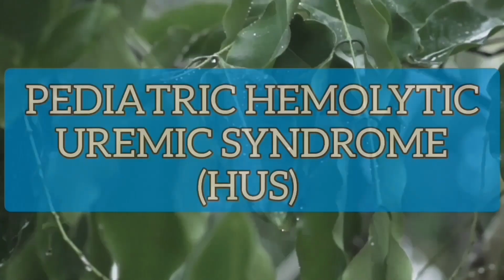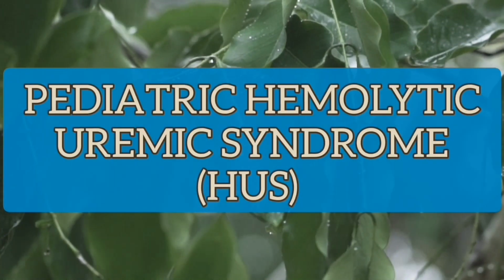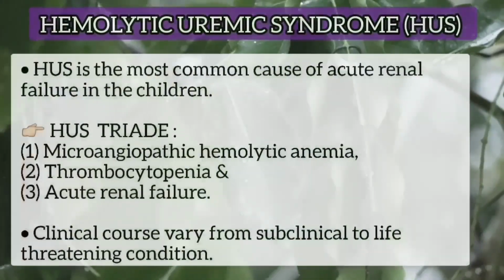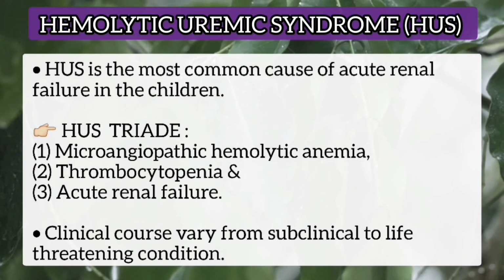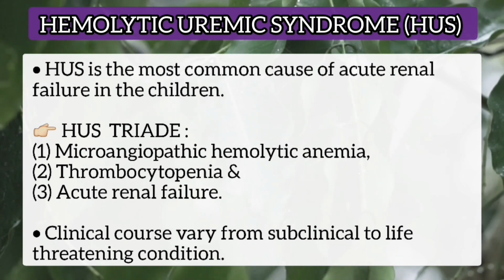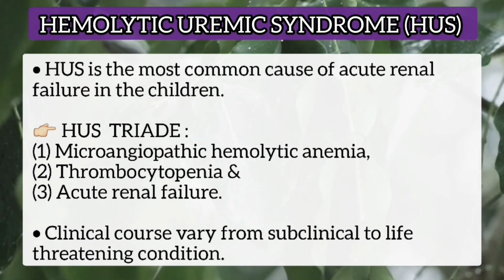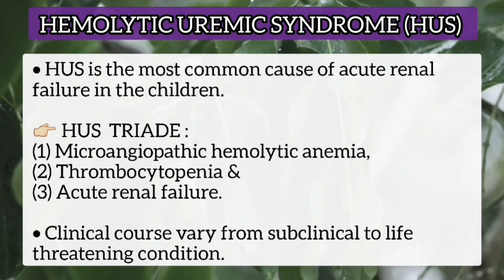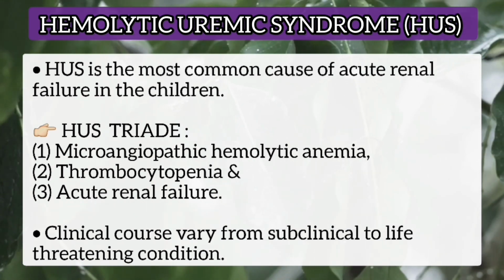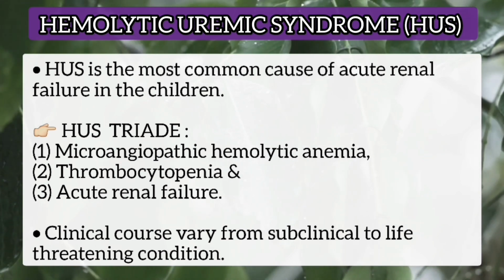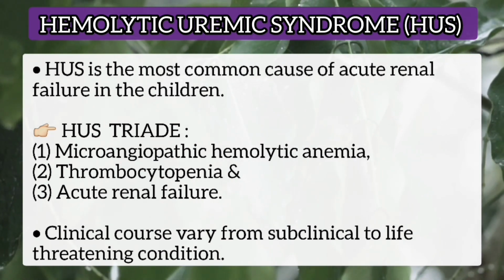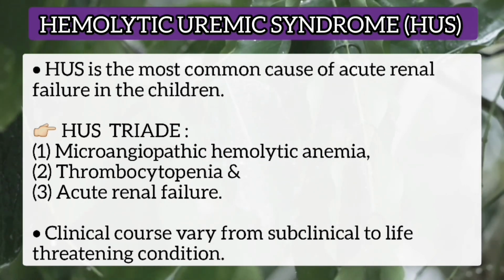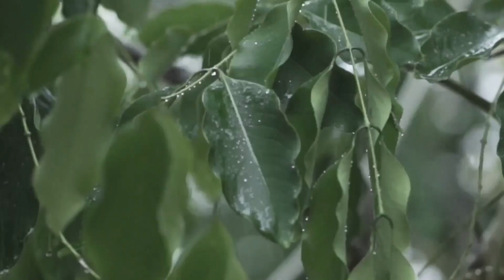Today I will talk about Pediatric Hemolytic Uremic Syndrome. Hemolytic uremic syndrome is the most common cause of acute renal failure in children. The triad of hemolytic uremic syndrome consists of microangiopathic hemolytic anemia, thrombocytopenia, and acute renal failure. The clinical course of hemolytic uremic syndrome varies from subclinical to a life-threatening condition.